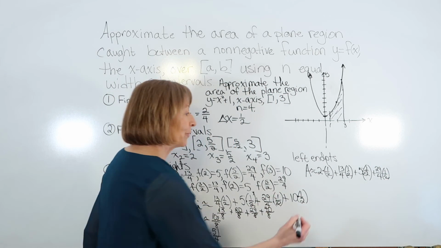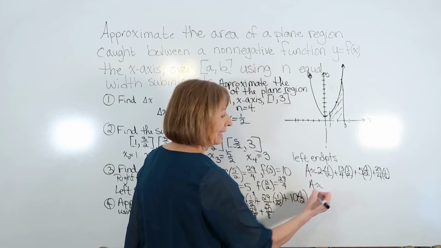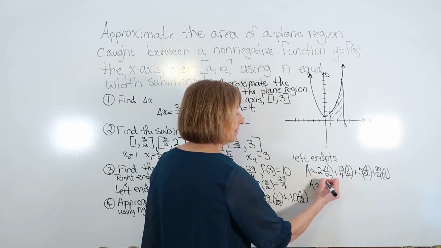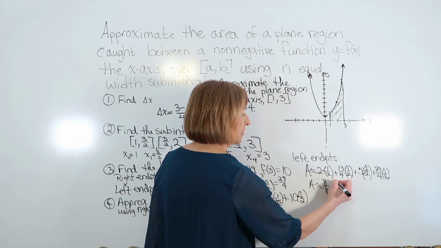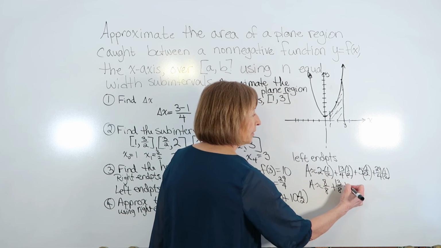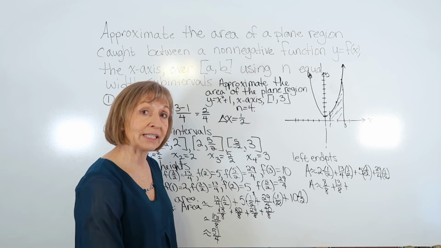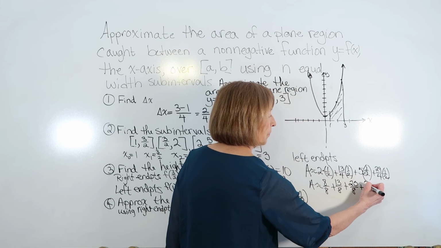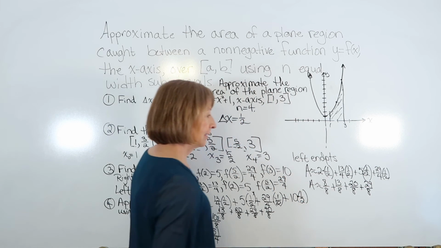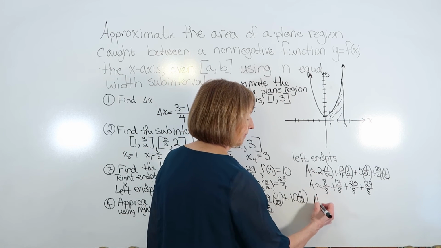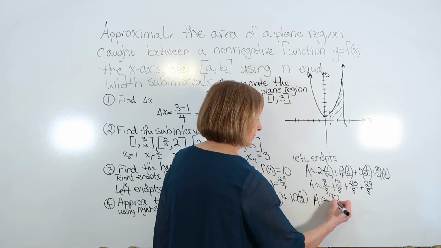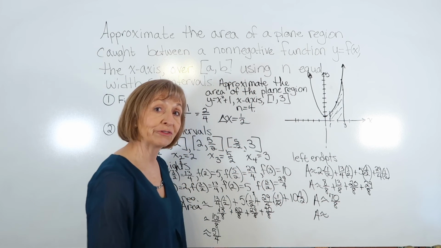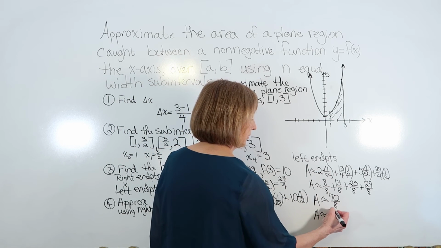So we get our area is approximately, and again I'm going to go to eighths. So 2 times a half is 1, but in eighths that's 8/8, plus 13/8, plus 5/2 turned into eighths is 20/8, and then plus 29/8. So then we have 70/8, which means my area is approximately equal to, with a common factor of 2 top and bottom, 35/4.